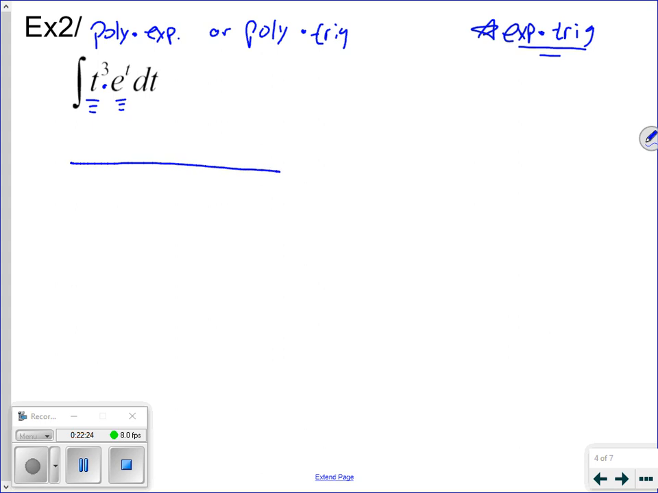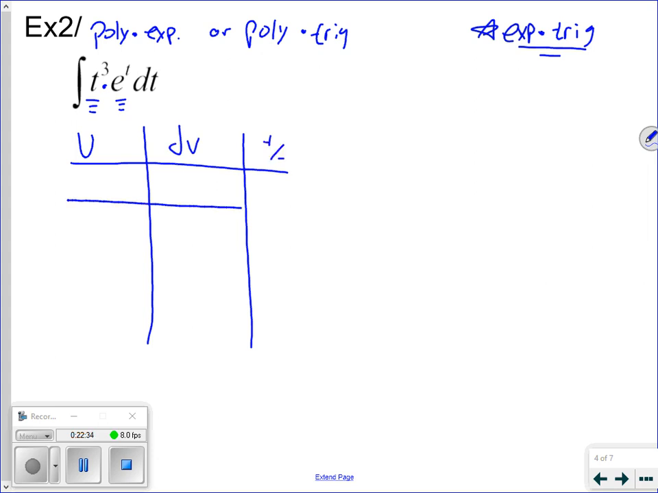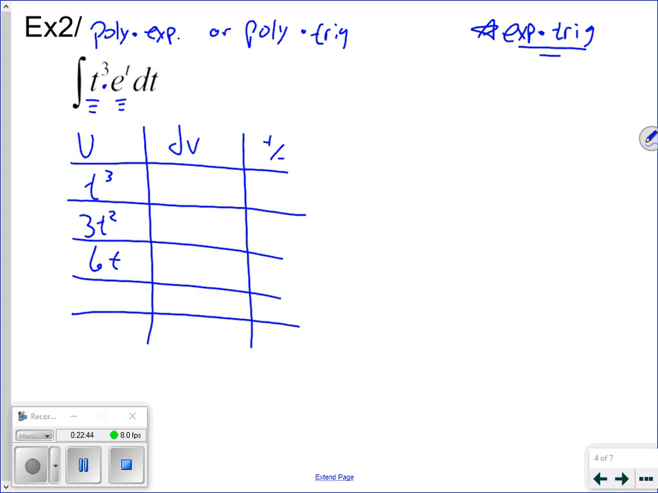This one's, you'll love this one. This is my favorite. Okay, this is u, this is dv, and this is my sign, positive, negative. So look, my u starts off as t cubed. So then it's going to go all the way down: 3t squared, 6t, 6, and then 0.